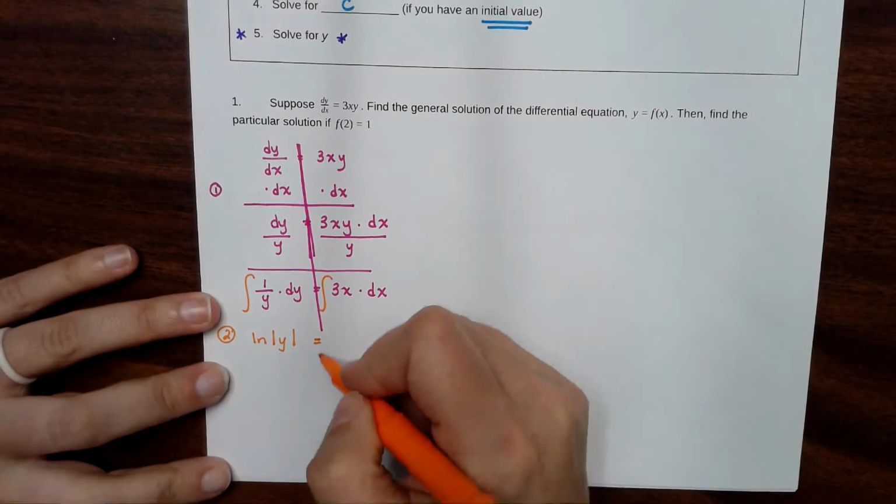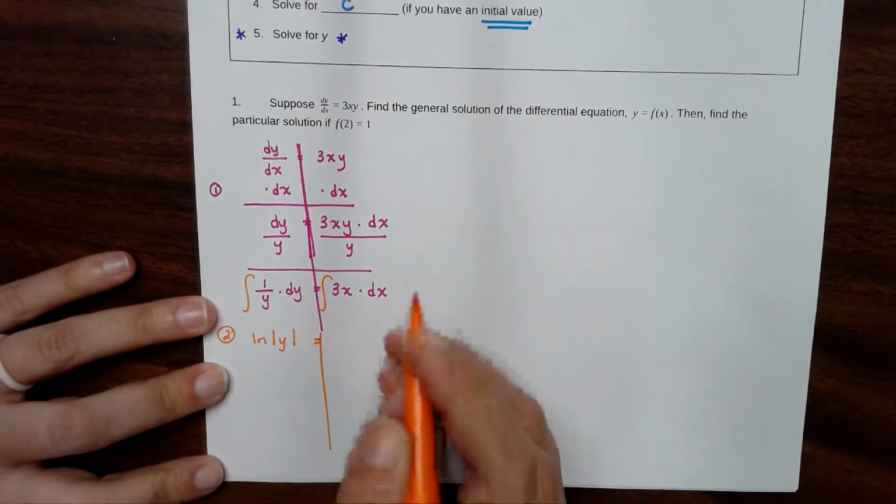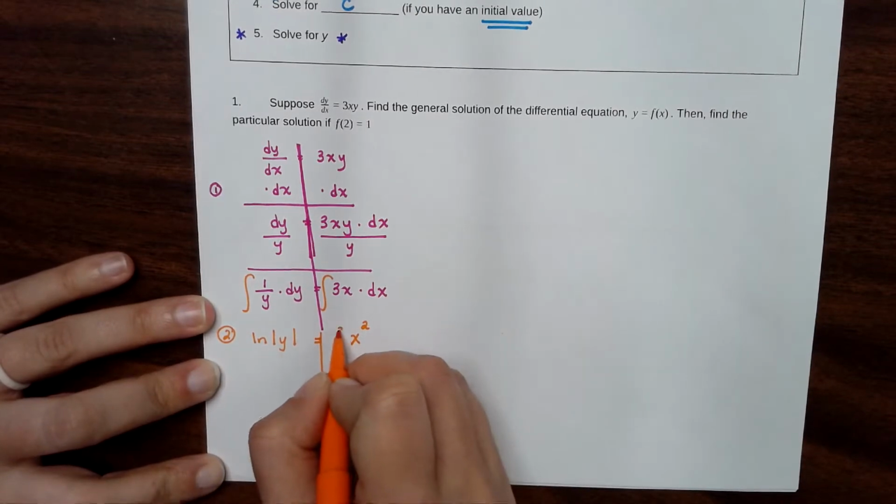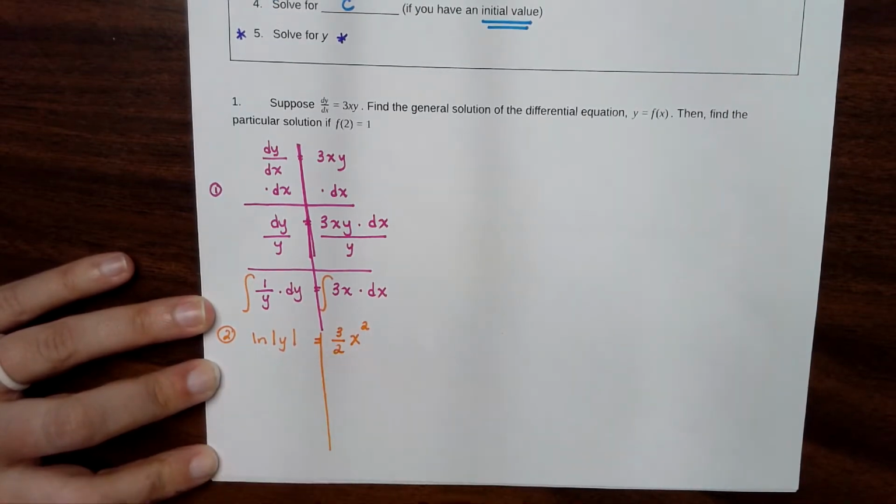Now on the right-hand side, we're going to be looking at the antiderivative of 3x. So I would add 1 to the power, which makes it an x squared, and then divide by my new power, which makes it a 3 over 2.